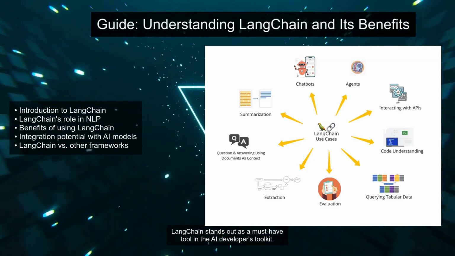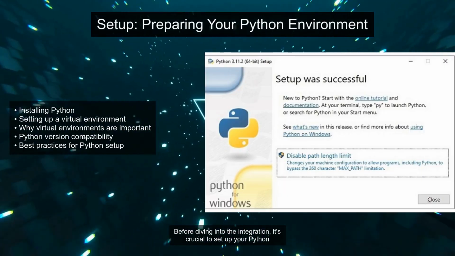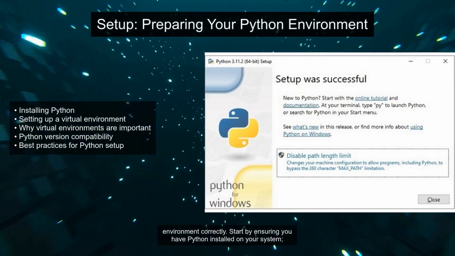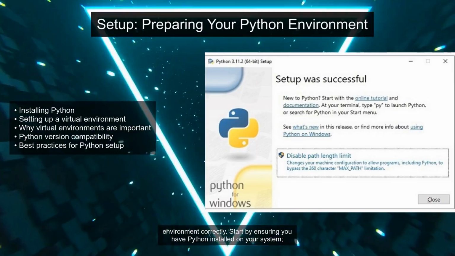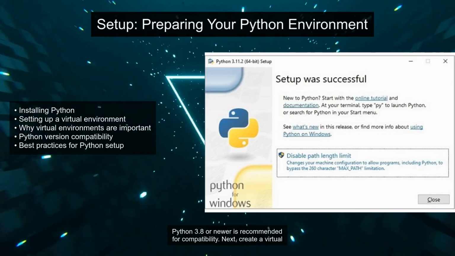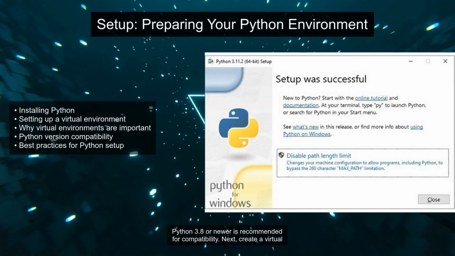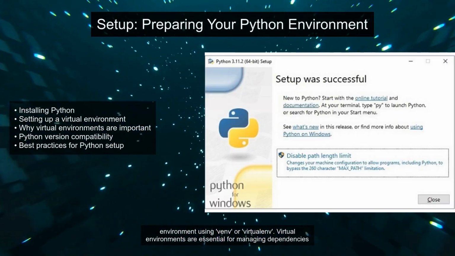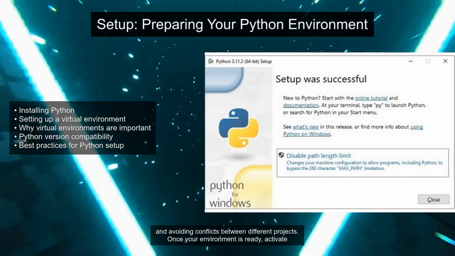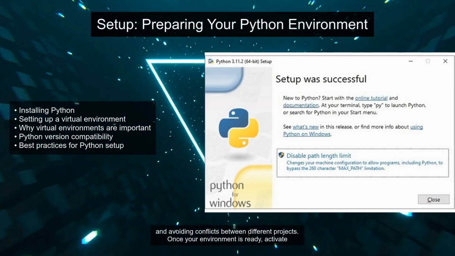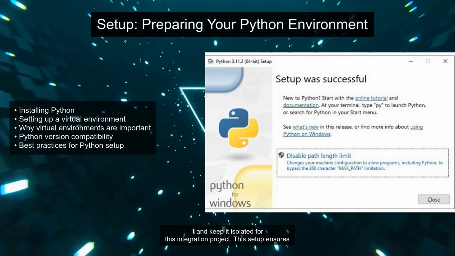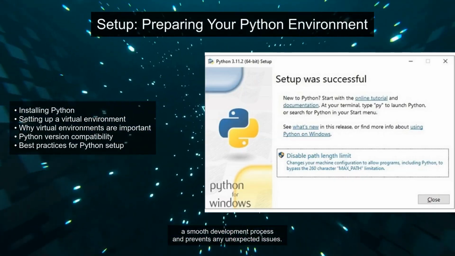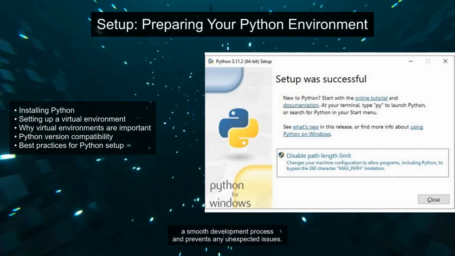Before diving into the integration, it's crucial to set up your Python environment correctly. Start by ensuring you have Python installed on your system. Python 3.8 or newer is recommended for compatibility. Next, create a virtual environment using venv or virtualenv. Virtual environments are essential for managing dependencies and avoiding conflicts between different projects. Once your environment is ready, activate it and keep it isolated for this integration project. This setup ensures a smooth development process and prevents any unexpected issues.